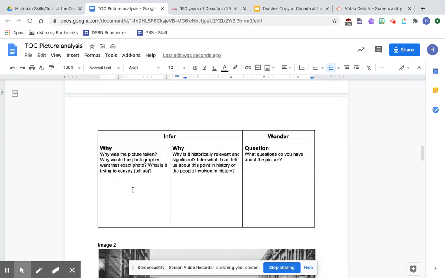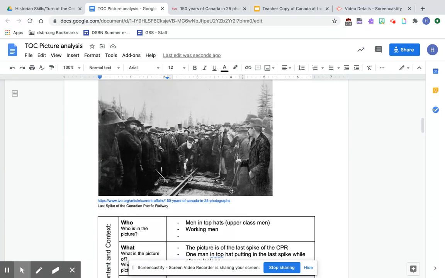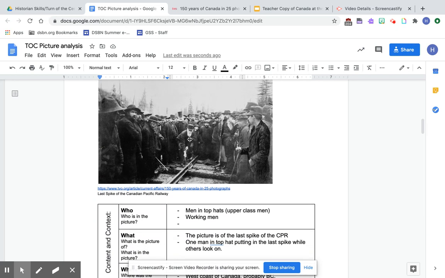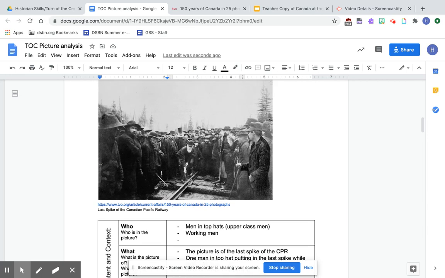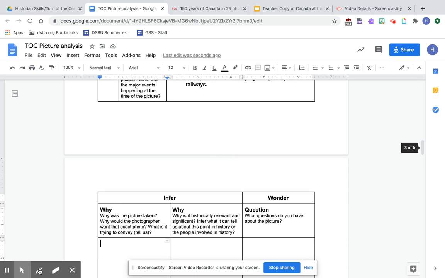Now we scroll down to here. Why was this picture taken? Why would the photographer want that exact photo? What is it trying to convey or tell us? So looking at this picture, it is very staged. We have the working men here who probably have been putting in all the spikes in this railway. And then we have the one man with the big white beard and the top hat actually putting in the last spike to look like he's done the work. But we know realistically he did not do the work. So we can infer that it's a staged photo, especially since it's for the last spike.